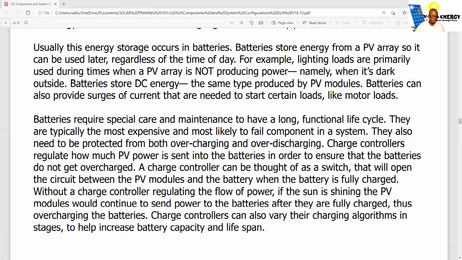Charge controllers can also vary their charging in stages to help increase battery capacity and lifespan. So you need a charge controller.